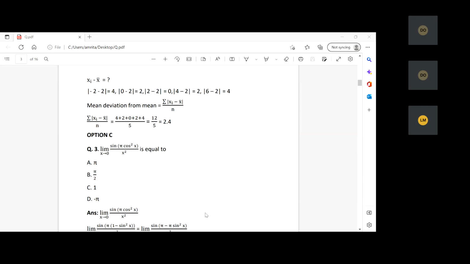So this is also a very simple question which you have studied in your school. I think this question is there in your textbook. Limit x tends to 0, sine of pi cos square x by x square is equal to. The answer is something related to pi, pi by 2, 1 or minus pi, which is the answer. I hope you are able to see the question and you are solving it from your side.